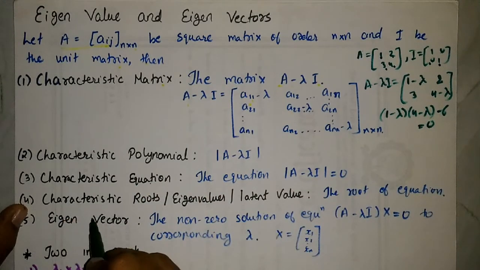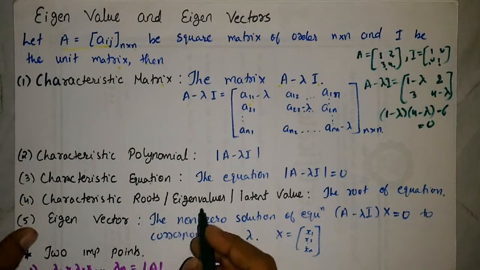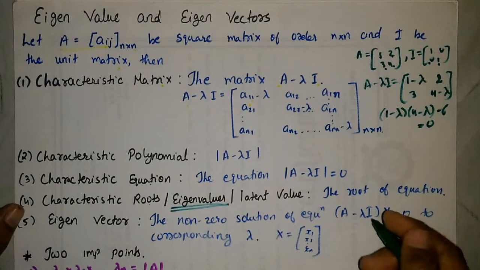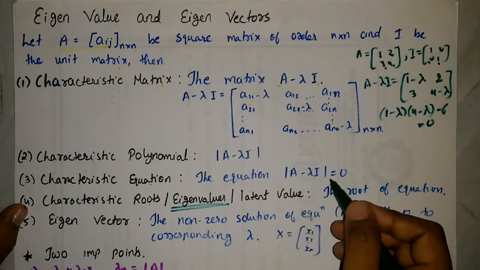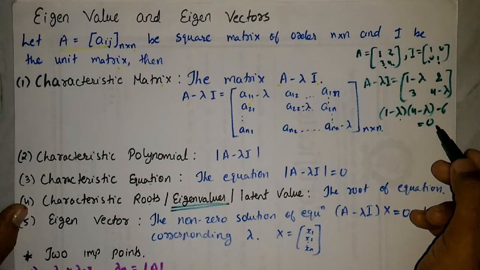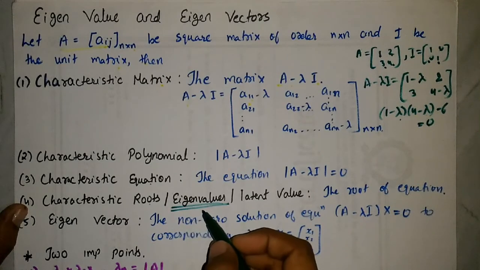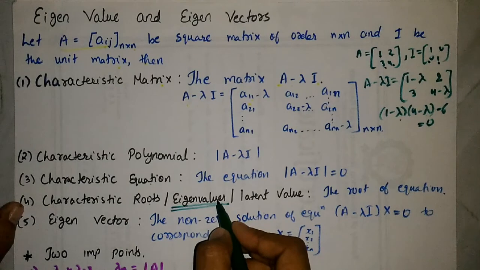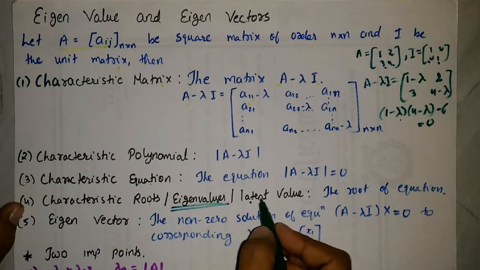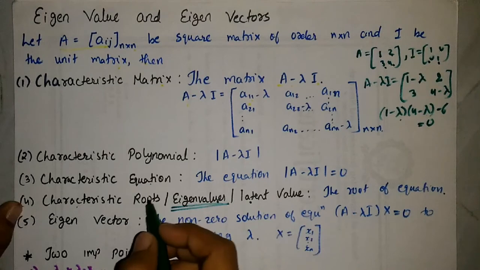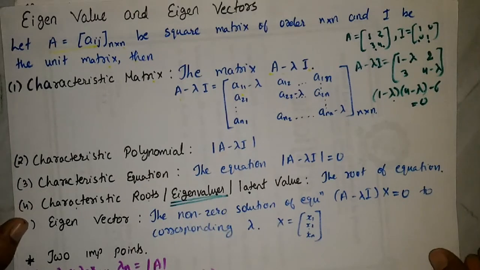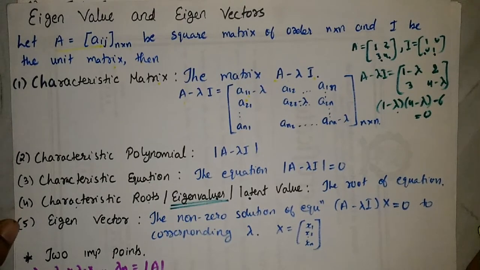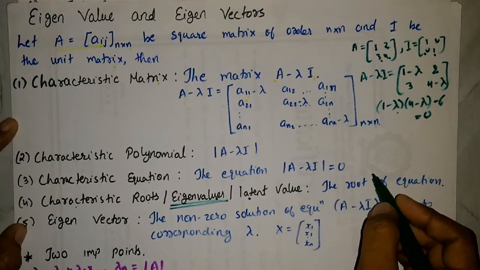Now what are characteristic roots? Whenever we are asked to find the eigenvalue, we have to find the roots of this equation. So here we have to find lambda, and by lambda we get the eigenvalues. Sometimes in a question it is given to find eigenvalues, sometimes to find latent values, and sometimes to find characteristic roots. These three have the same meaning. We have to find the roots of the above equation.